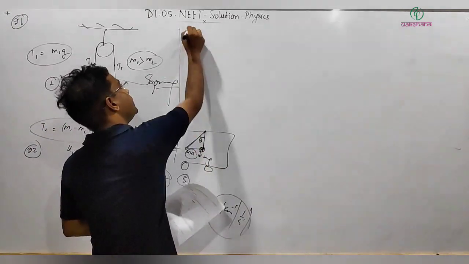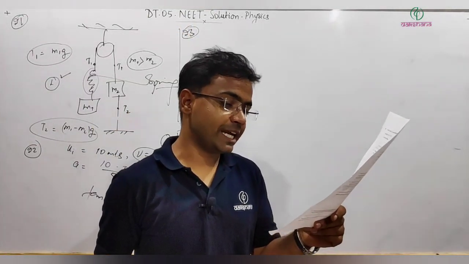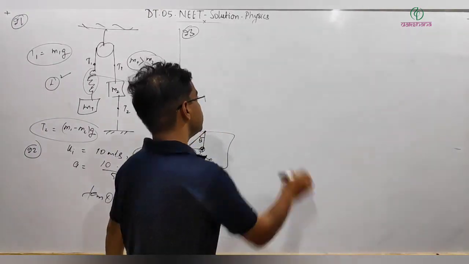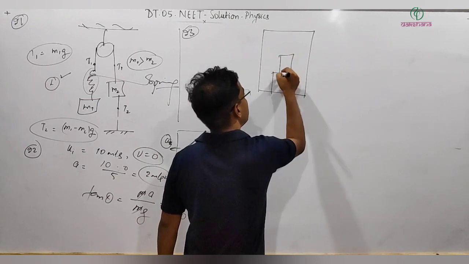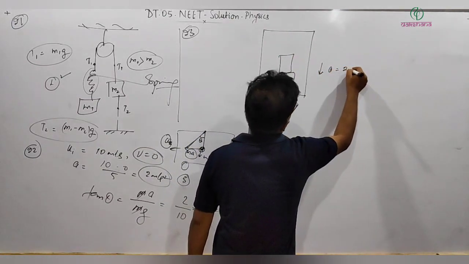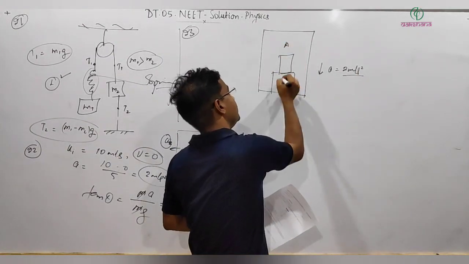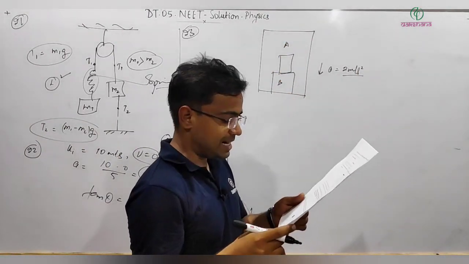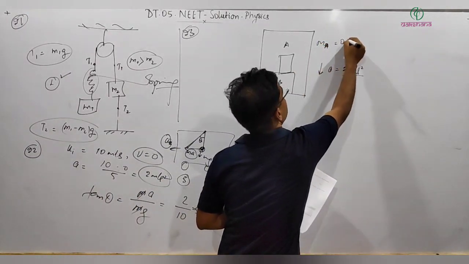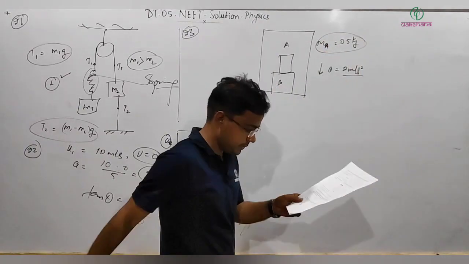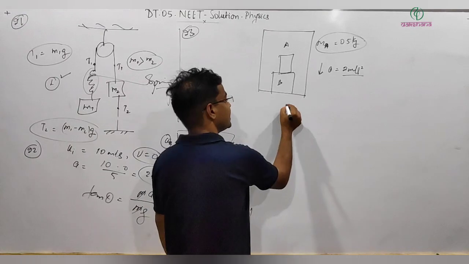Next question number 23. The elevator shown in the figure is descending with an acceleration of 2 meter per second square, means it's moving downward. Okay, and this is block A, this is B block. The mass of the block A is 0.5 kg, MA is 0.5 kg. Okay, the force exerted by the block A on block B, so that we can calculate.